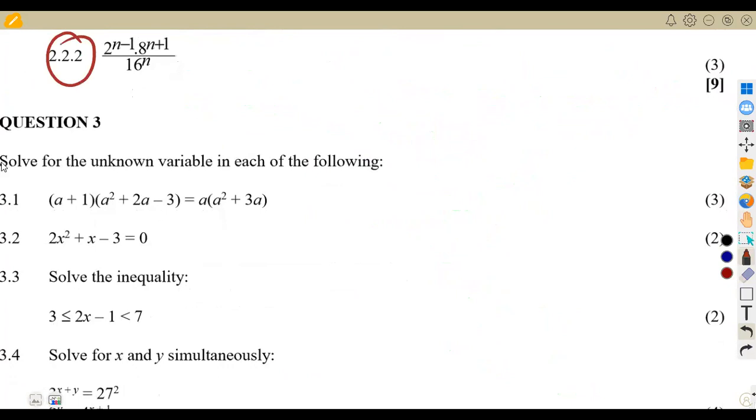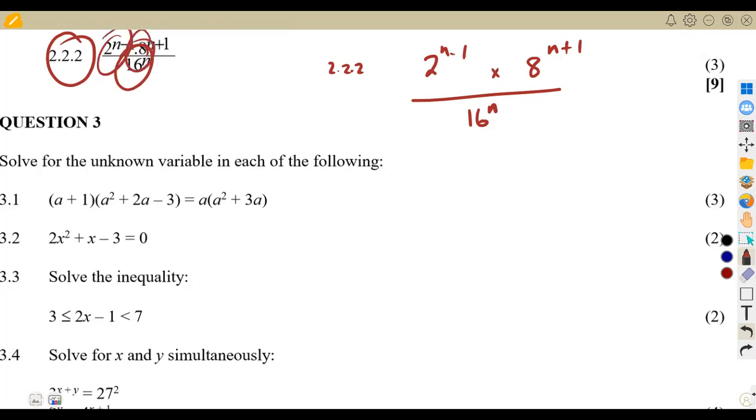All right, on 2.22, you are given to simplify again: 2 to the exponent of n minus 1, which is being multiplied by 8 to the exponent of n plus 1, everything over 16 to the exponent of n. So in order for you to simplify, we can see that we've got 16, 8, and 2, which are very, very common in the base of 2. These numbers can be written in the simplest form in the base of 2, something that we are very much used to about these numbers.